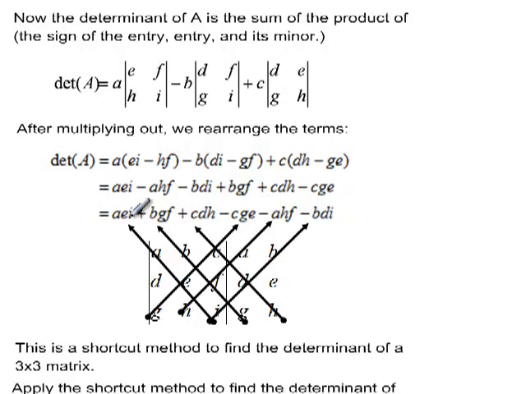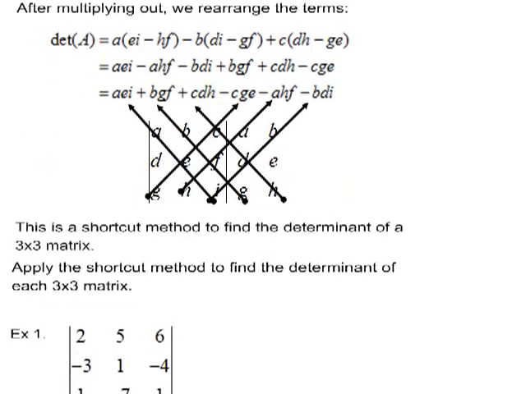And all I'm doing now is to simply group the 3 positive terms first, then the 3 negative terms. So I put AEI plus BGF plus CDH, and minus CGE minus AHF and minus BDI. And if you look at the original determinant again and copy the first 2 columns, put them on the side, hey, there is a pattern.